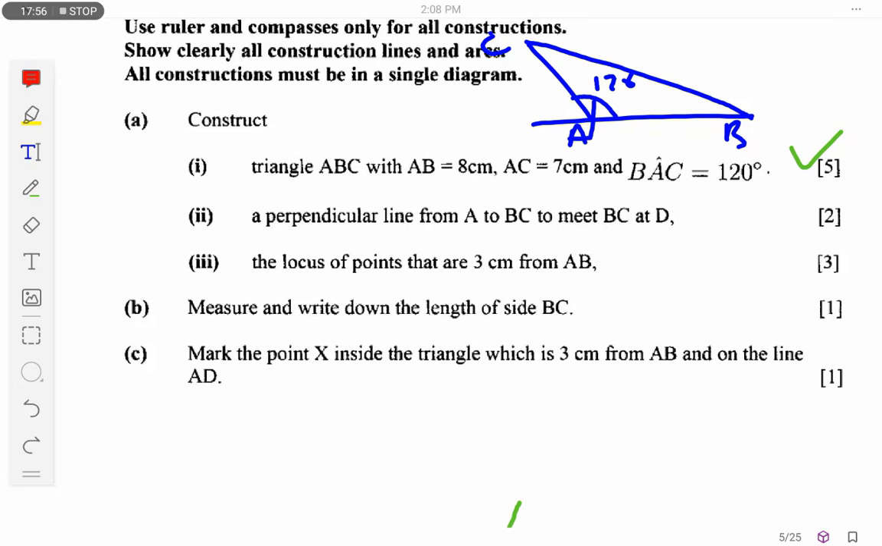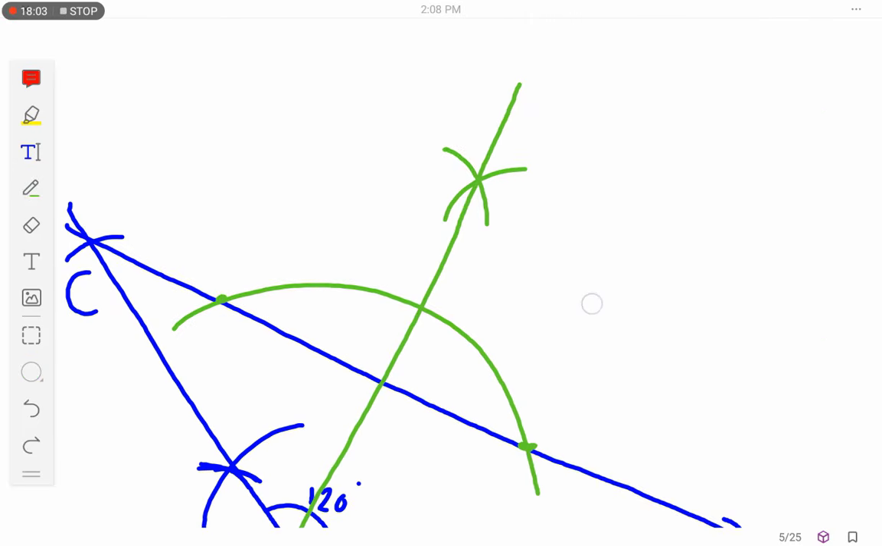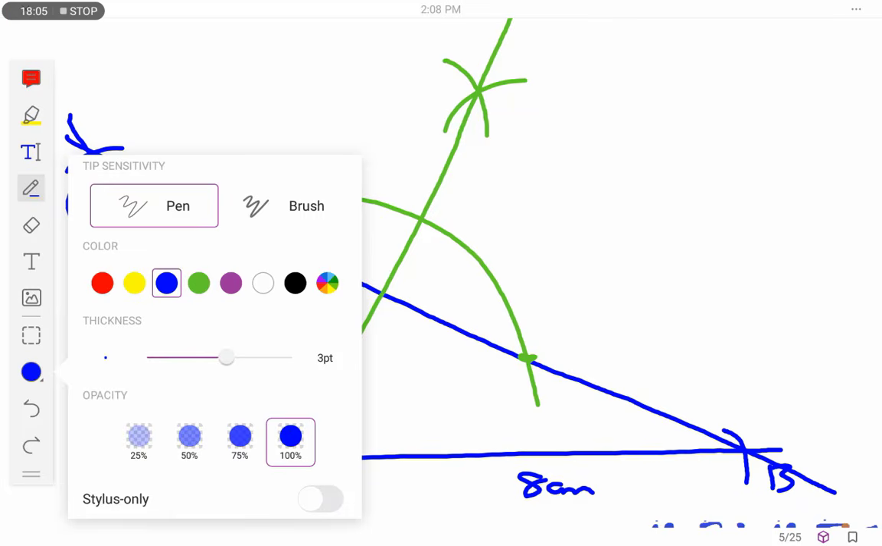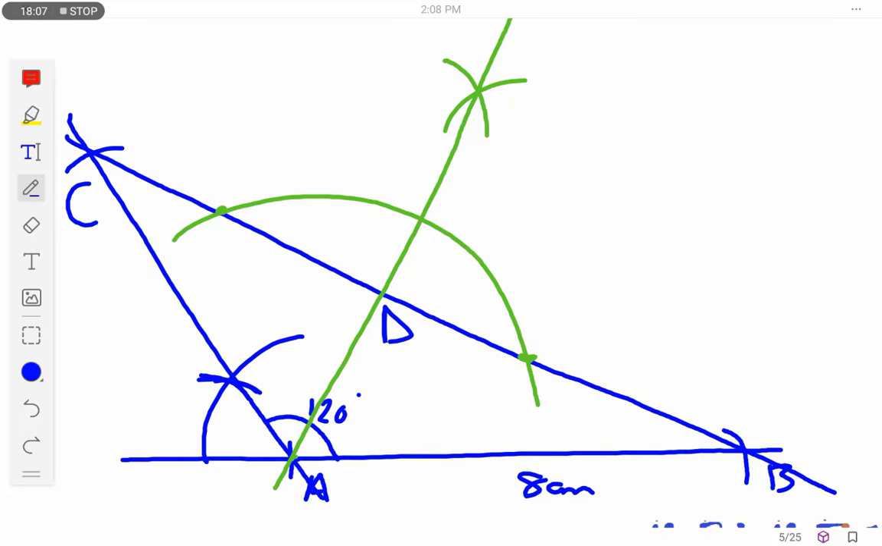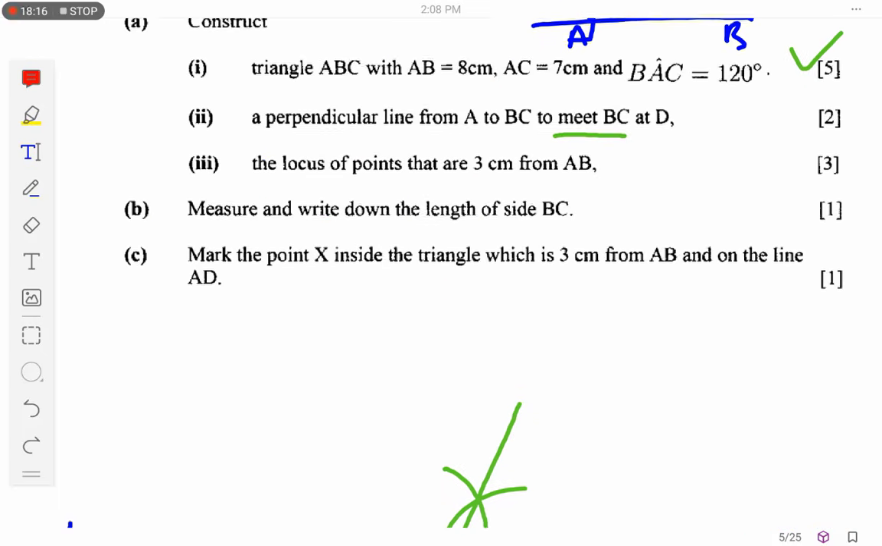They are saying they are going to meet BC at D. So we have to label a point D there. Let's label that point D. So here where they are meeting, it's D. This point here is D. Okay, let's give it that name D. Let's move on to the next question.